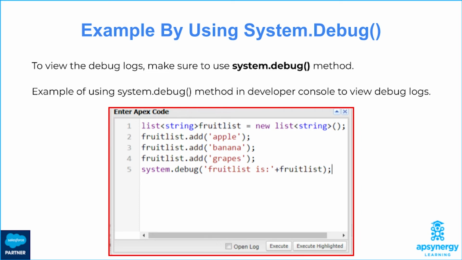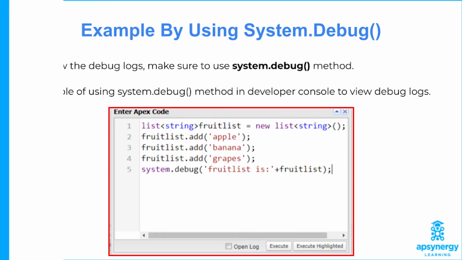Next you will find an example of using System.Debug as a method in the Developer Console to view debug logs, which you can see after the video as a code snippet. Alright, let's plow on. Now we will learn about debugging Lightning Web Components and how it can help you.